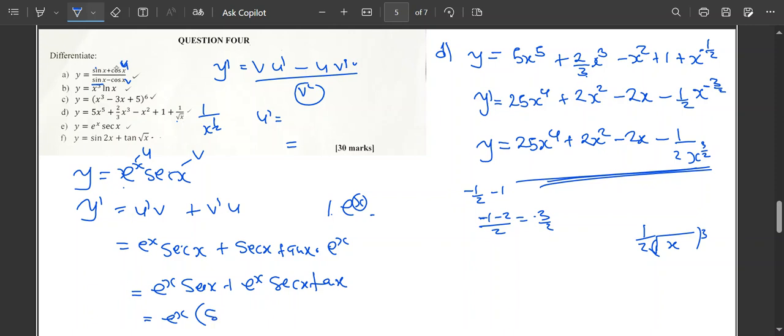In fact, sec x is also common. So this is now e to the power x sec x, open bracket, 1 plus tan x. If the tan was squared, then it would have given something else, that was going to be sec squared. Anyway, we end here. So that's how we were supposed to write that question.